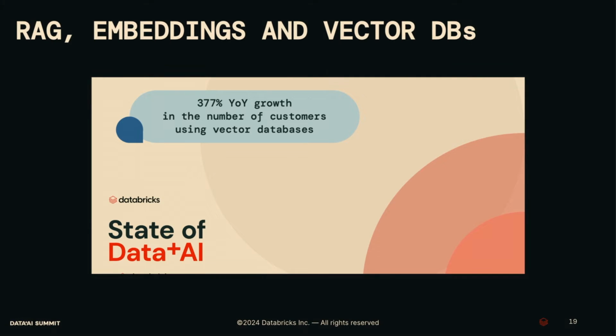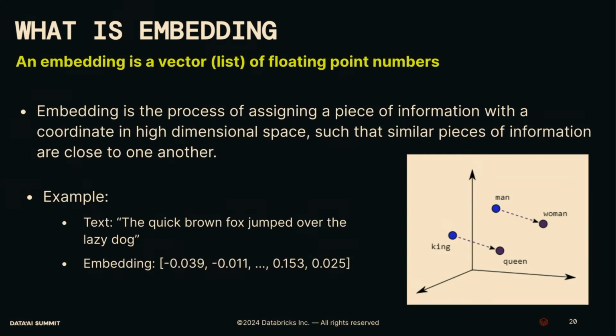And for a good reason, this actually went out, I think, today, a couple of hours ago, State of the Data and AI from Databricks. I really encourage you to read the report. Vector databases are in crazy growth, right? And for a good reason. But what are we actually doing here?